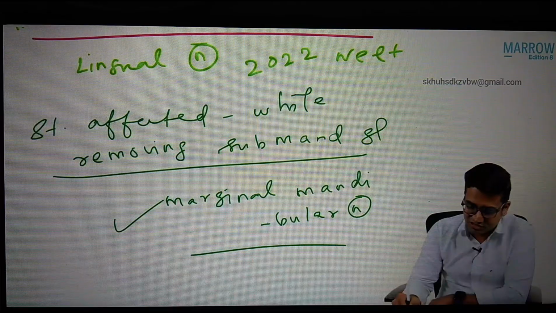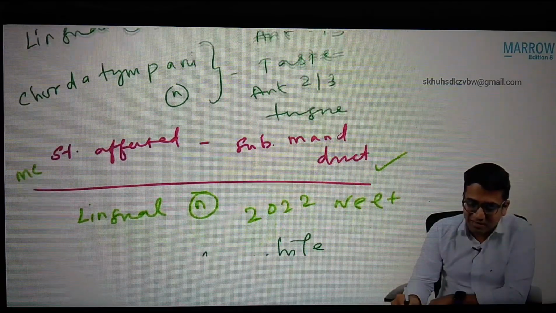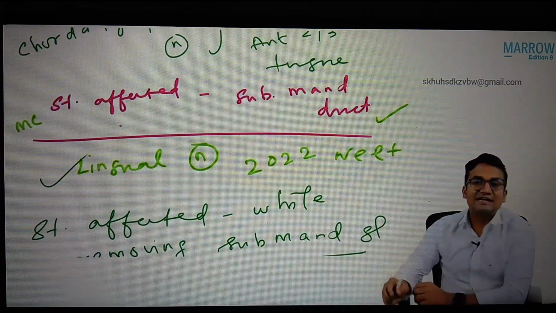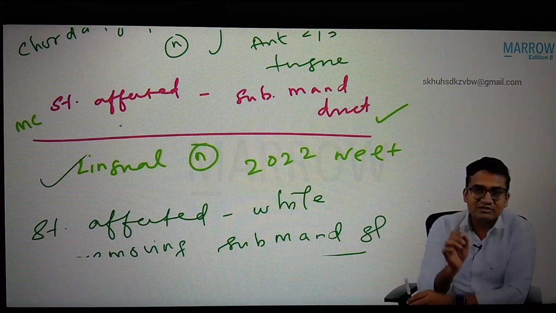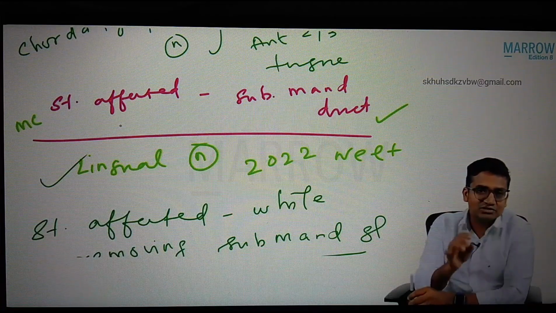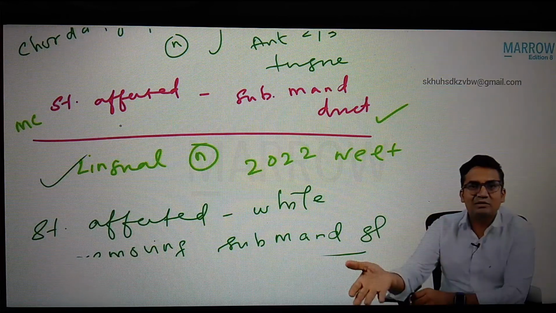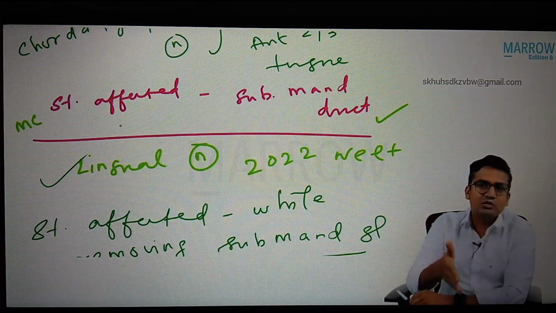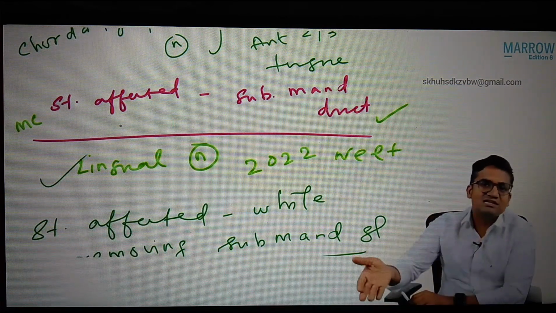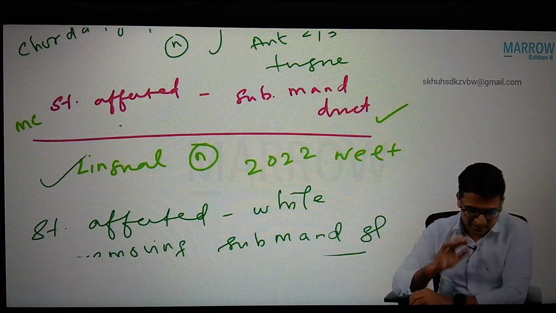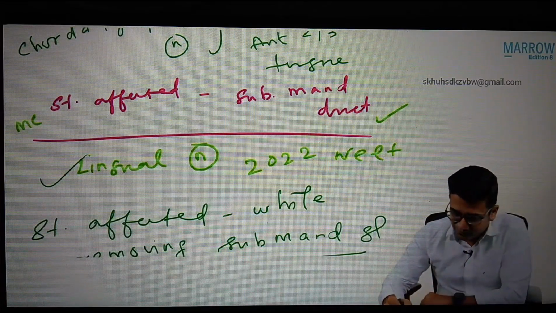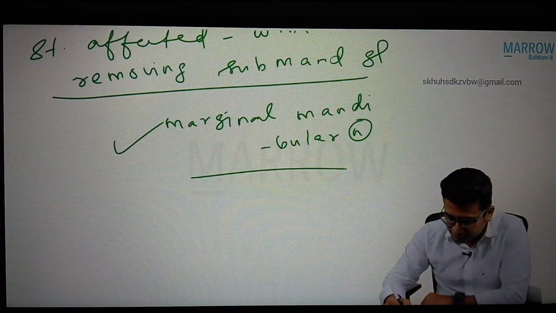The structure damaged or affected while removing the submandibular duct. Which nerve? Lingual nerve. That is why I am saying, see the language of the question properly. See what they are asking. They are asking submandibular duct or submandibular gland. Submandibular duct means lingual nerve. Submandibular gland means marginal mandibular nerve. Okay, right. So that's about the lingual nerve.